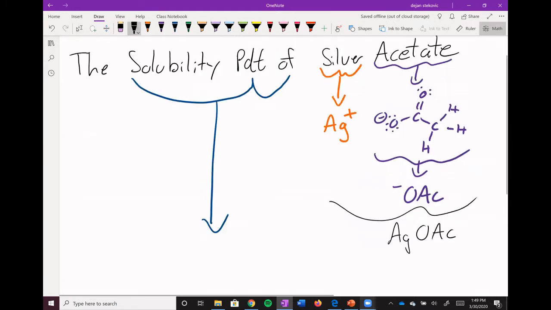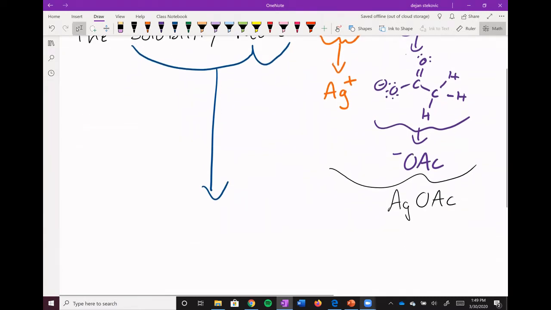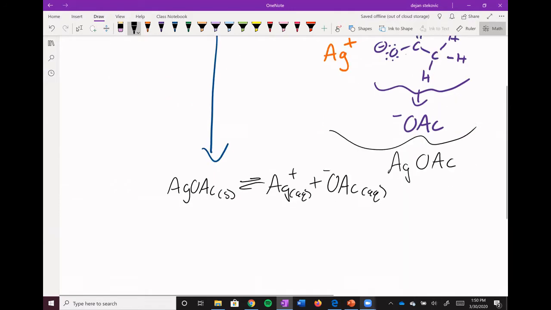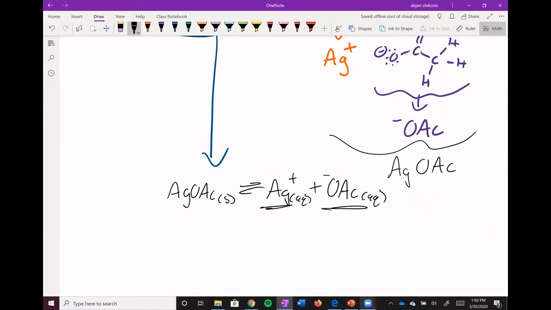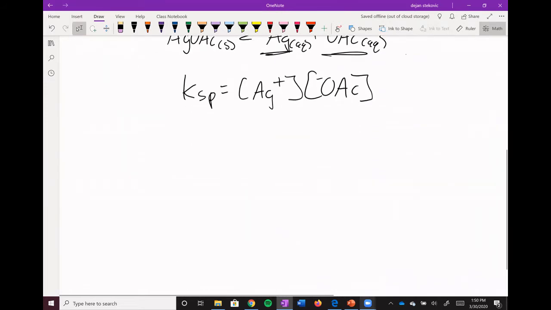And then if you think back to class, right, the solubility product means multiplication. Solubility is how much stuff is dissolved. So what you're taking a look at is your silver acetate as a solid being dissolved into silver plus and acetate minus. So the solubility product constant is going to be these two multiplied by each other, right? This gets Ksp. And so this is going to equal the concentration of the silver plus times the concentration of the acetate.